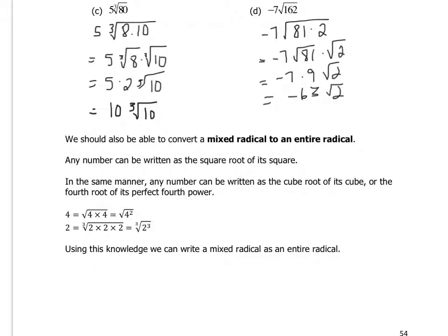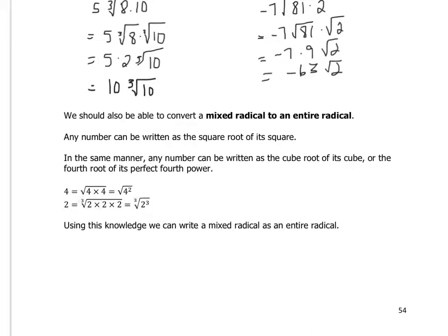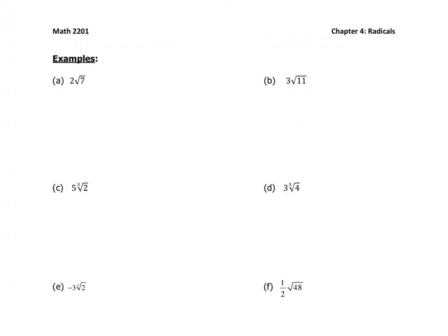And you should also be able to convert mixed radicals back to entire radicals. So if you reverse the process, if there's a number out front of a cube root sign, you'd have to bring it back in 3 times to put it back under the cube root. And if there's a number out front of a square root sign, you'd have to bring it back in 2 times to put it back into an entire radical. So we're going to try those.